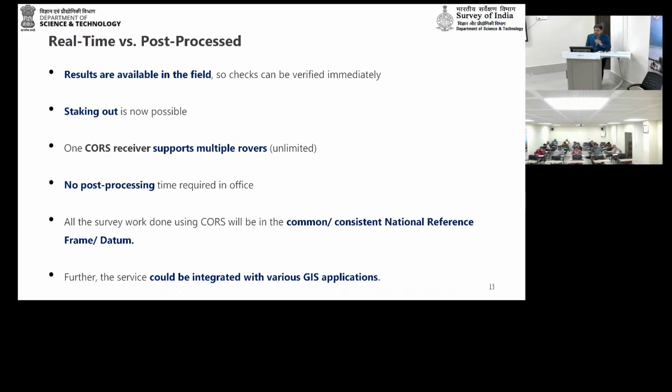Real time versus post process. CORS gives us real time accuracy, and we will compare it with the post process that we were using with the help of the GCP library in the past. In CORS, the results are available in the field, so checks can be verified immediately. In real time, staking out is possible, because if we get the location coordinates, then we can easily stake out that point on the ground.